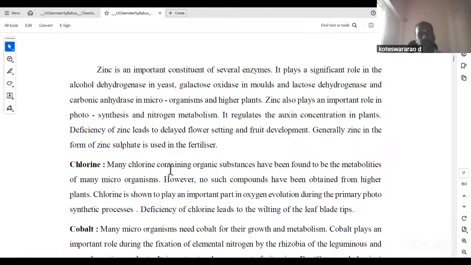Next, chlorine. Many chlorine-containing organic substances have been found to be metabolites of many microorganisms. However, no such compounds have been obtained from higher plants. Chlorine is shown to play an important part in oxygen evolution during the primary photosynthesis process. Deficiency of chlorine leads to wilting of the leaf blade tips.